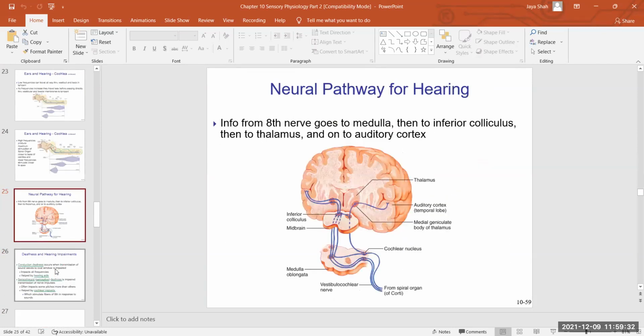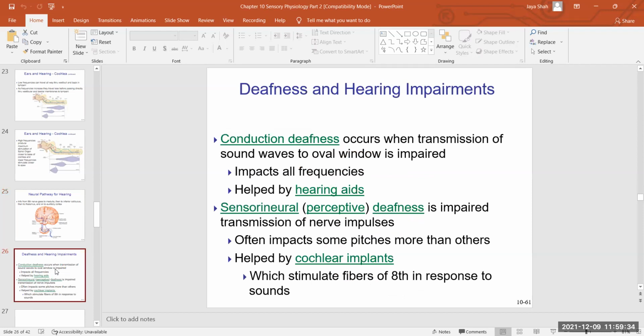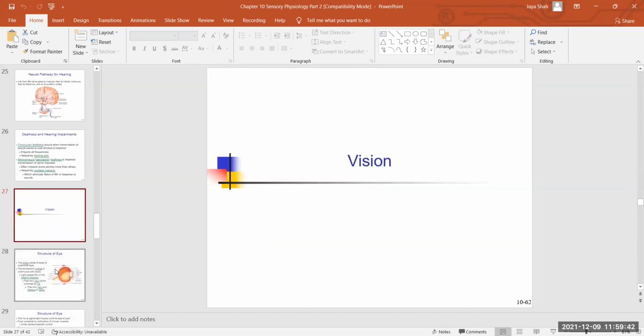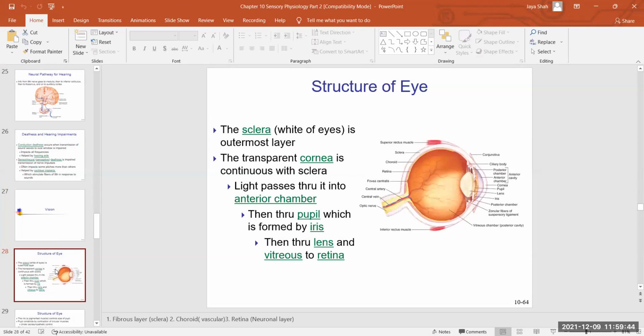Okay. Neural pathway for hearing, and deafness and hearing impairment are very, very important. Vision in the eye, three tunics. Three tunics.